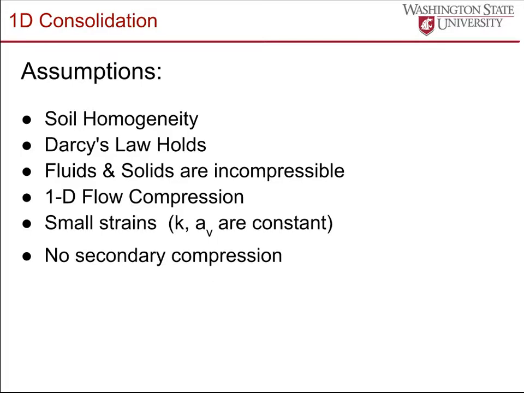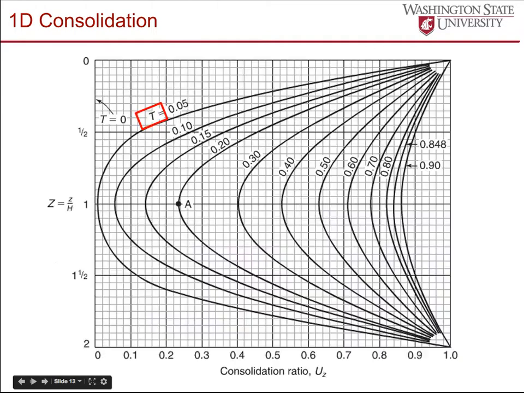That has a few assumptions associated with it. We want to make sure that this equation has soil homogeneity, Darcy's law holds, fluids and solids are incompressible, and 1D flow, so we're just dealing with one dimension here. Small strains, which allow AV to be constant as well as permeability, and no secondary compression is acting here. So how does time play into this?